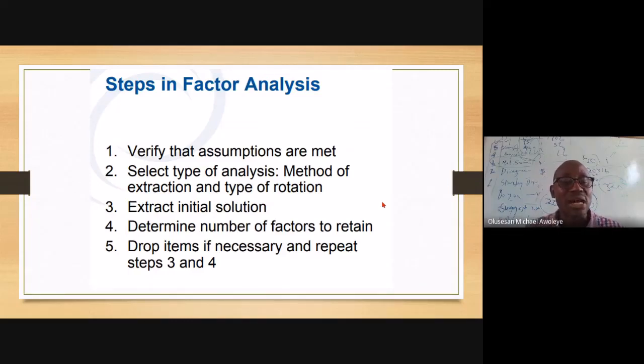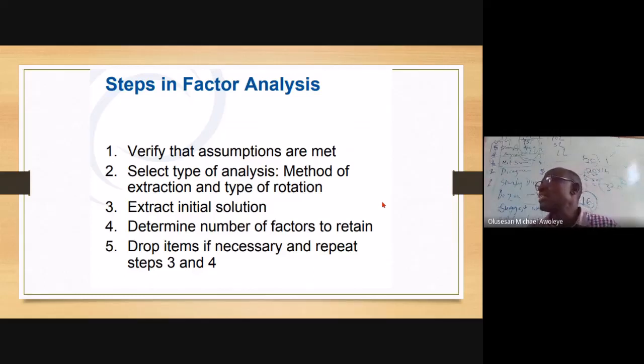Then you have to extract your initial solution. Then your initial solution will be guided by a threshold, which we are going to see. By the time you run your factor analysis, you have to decide the cut points. That, okay, once I have a threshold of 0.4 or 0.5, I will accept that the loading value for this is good to go. Then you must determine the number of factors to retain. Out of these factors, how many do I retain? You have to decide it.